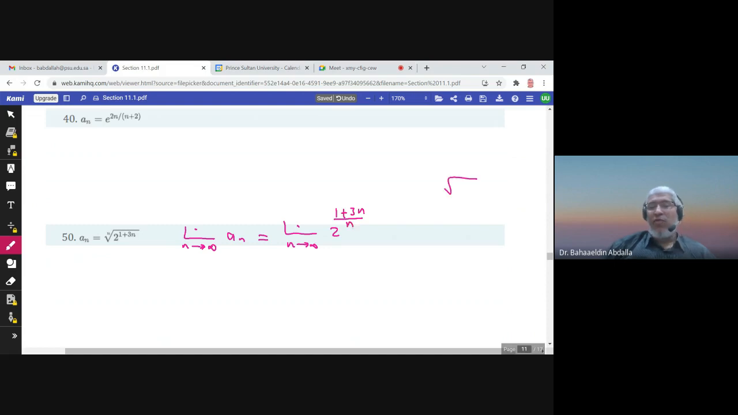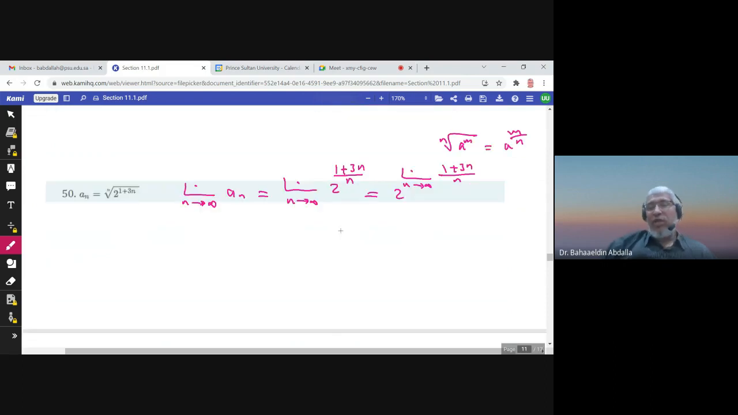Because you know when you have the nth root of a to the power m, you write it as a to the power m over n. And now it would be 2 to the power of the limit when n goes to infinity of (1 plus 3n) over n. But you take the highest power up in the numerator, which is 3n, the term with the highest power, over n. n cancels with n. Limit of 3 is 3, and 2 to the power 3 is just 8.